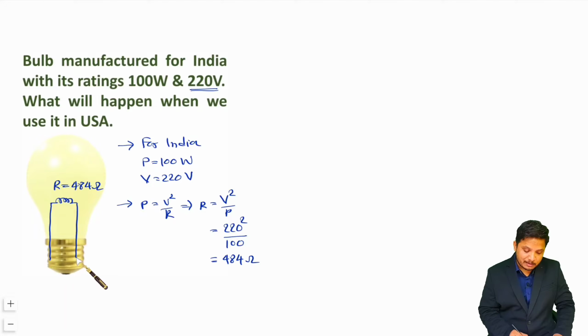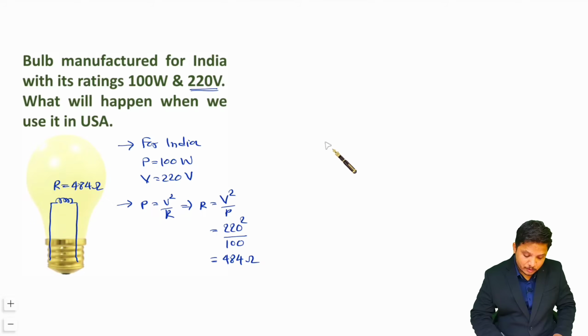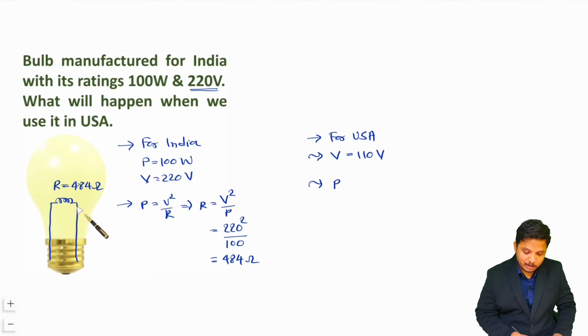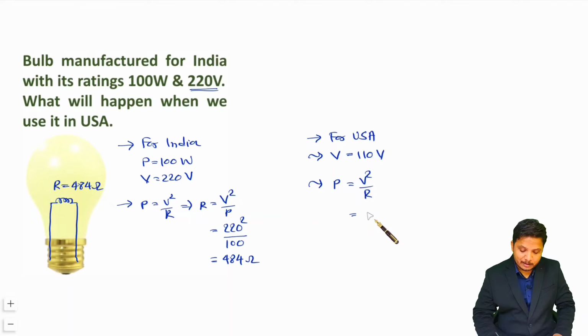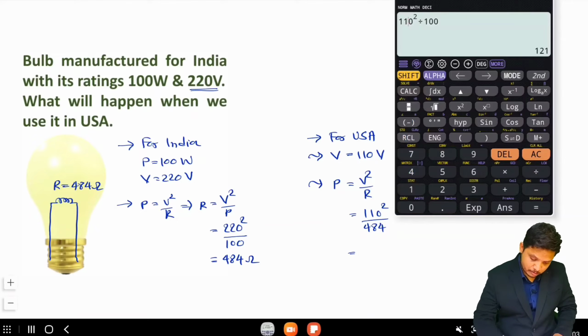Now, if you use this bulb in USA, then what will happen? So you should know the power rating which is there with USA. For USA, the voltage rating of the power grid is 110 volt, right? So what will happen? The power delivered to the bulb which is manufactured here in India will be V square by R. And now you see how much power will get delivered: 110 square divided by this resistance, that is 484, and if you calculate this, that will be 25 watt.